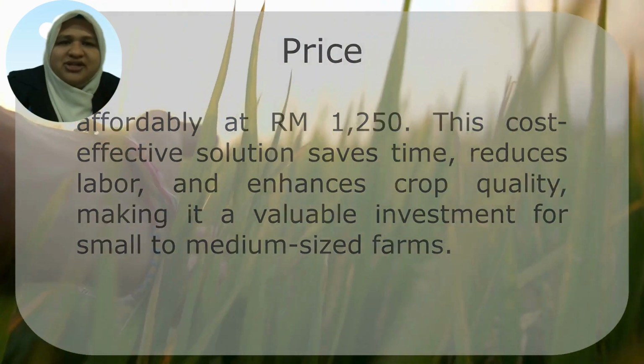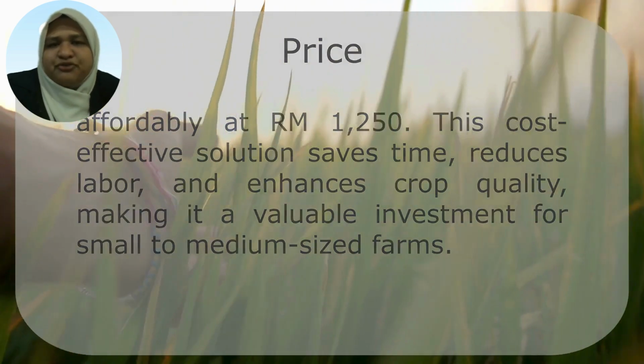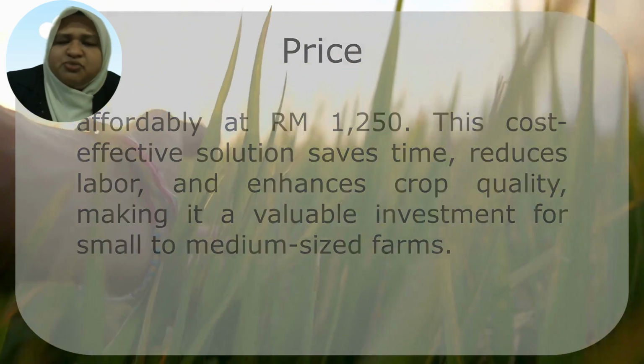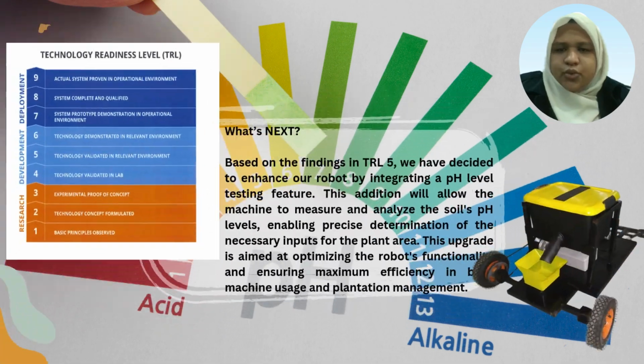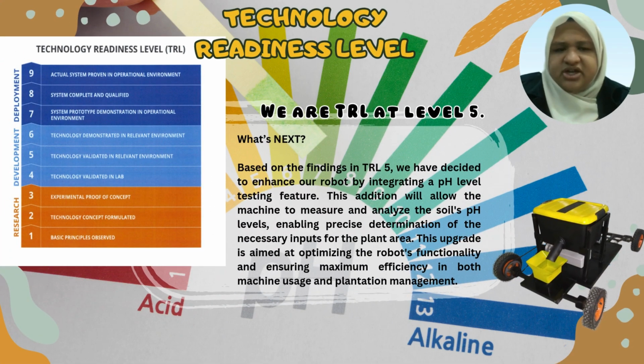We have strategically priced the Dolomite Spreader Robot at 1,250 ringgit, ensuring a balance between affordability and the value it offers to farmers. This pricing not only makes the technology accessible, but also supports sustainable farming practices by addressing key challenges.